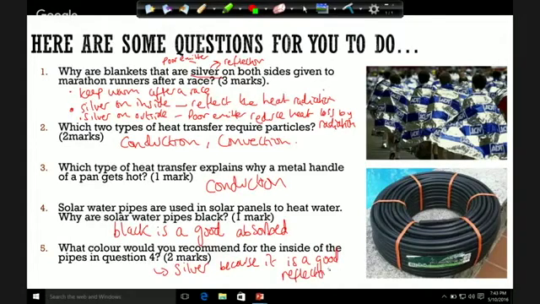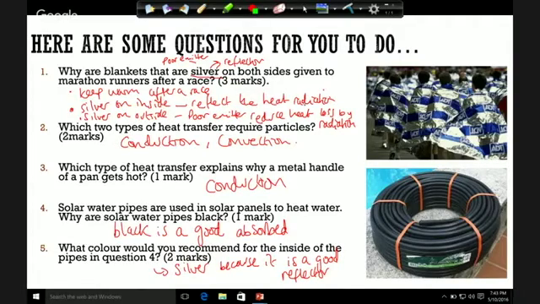So if you want to keep the water inside, you might have black on the outside to absorb it, for example, and then you might have silver inside to keep that heat inside. Okay, so very well done if you got most of those questions correct.